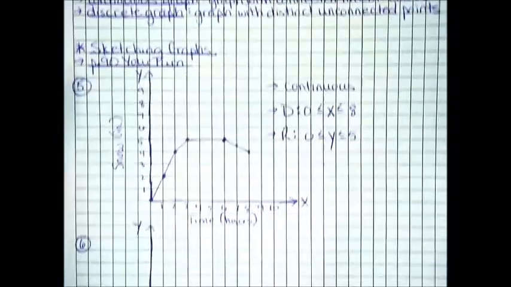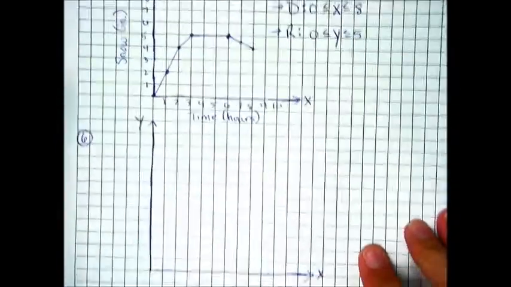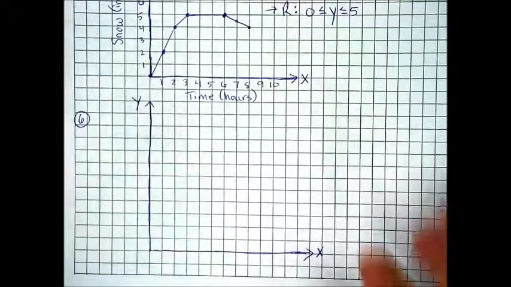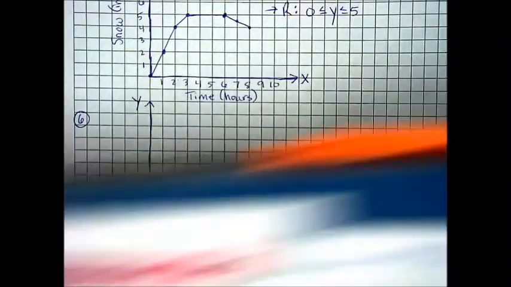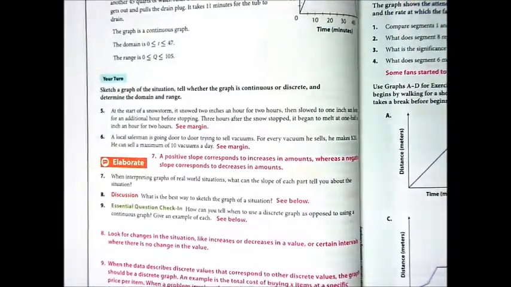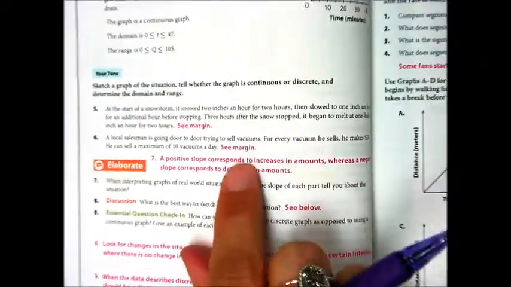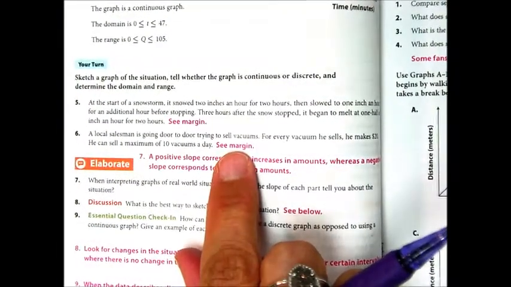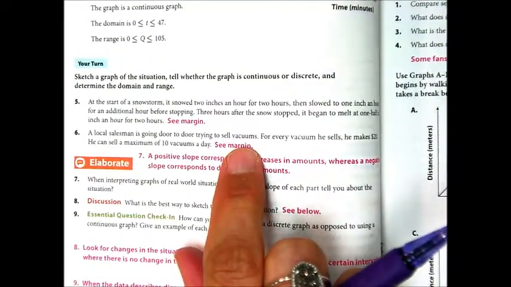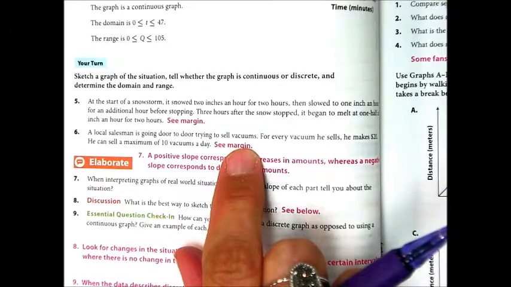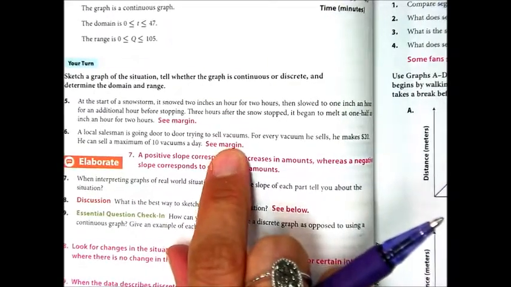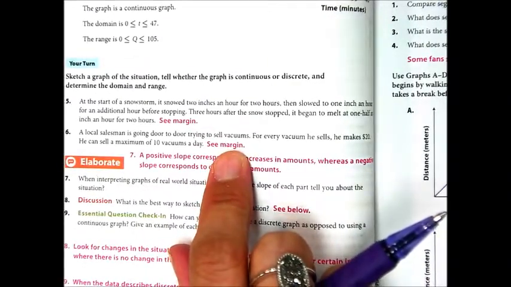So we're going to look at one more example to show a little bit of contrast to this one. In example 6, we'll take a look real quick at what the book has to say, and we'll try that one. Okay, in number 6, it says a local salesman is going door to door trying to sell vacuums. For every vacuum he sells, he makes $20. He can sell a maximum of 10 vacuums a day.